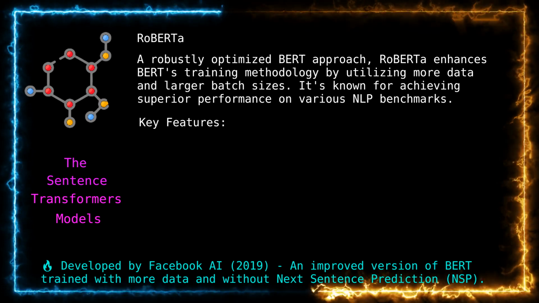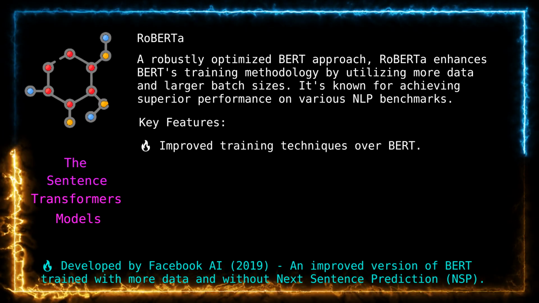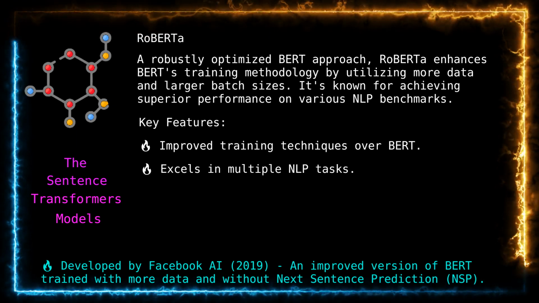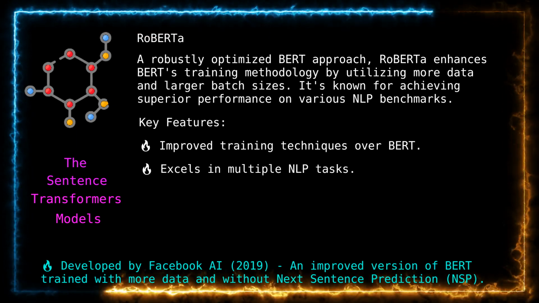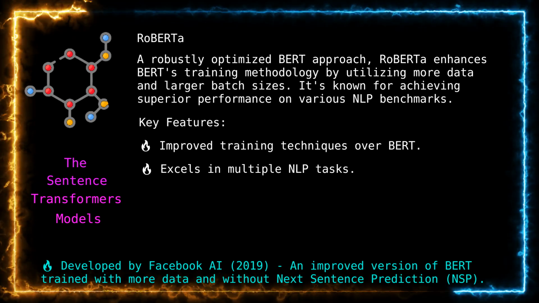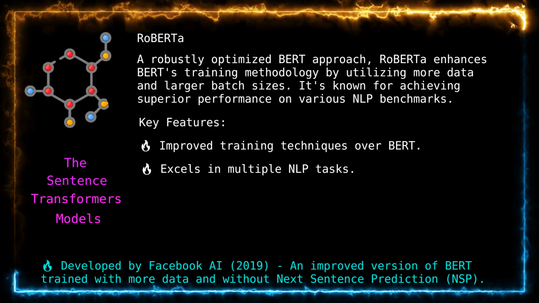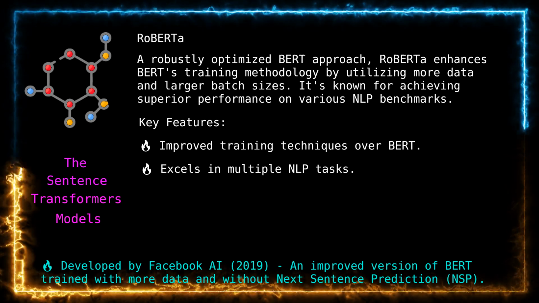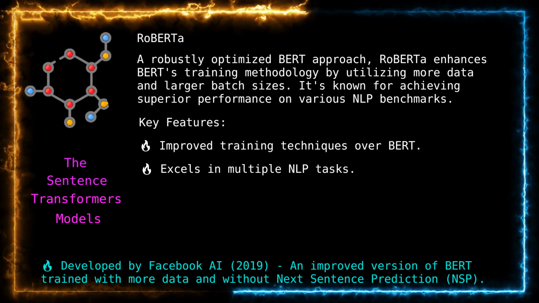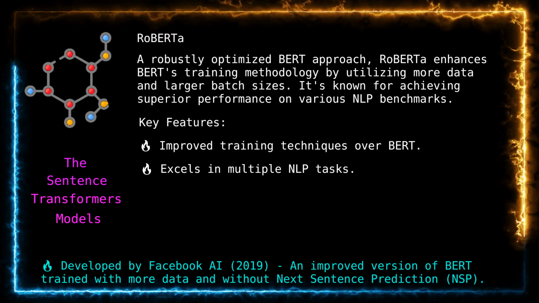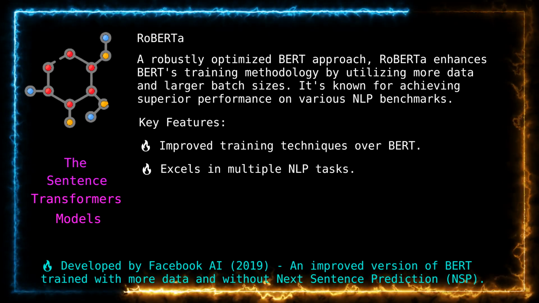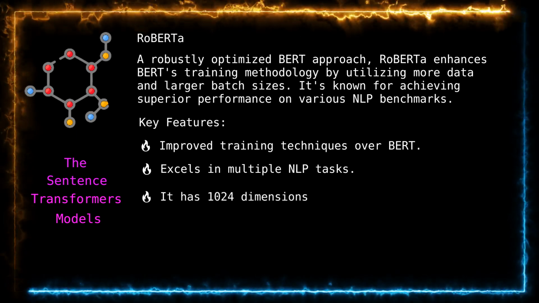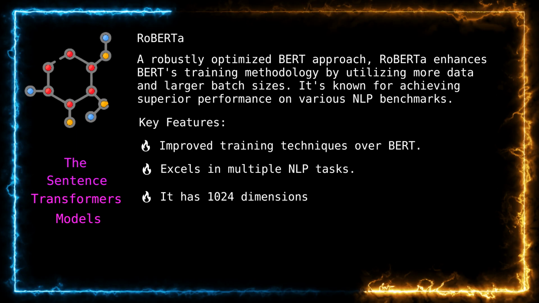Key features: improved training techniques over BERT, excels in multiple NLP tasks like advanced semantic search, question answering, text clustering, paraphrase detection, and high-precision NLP apps like medical and financial report analysis, document retrieval, law, and AI-driven research tools that require deep contextual comprehension. It has 1024 dimensions.